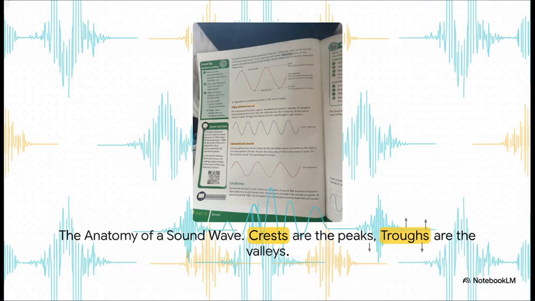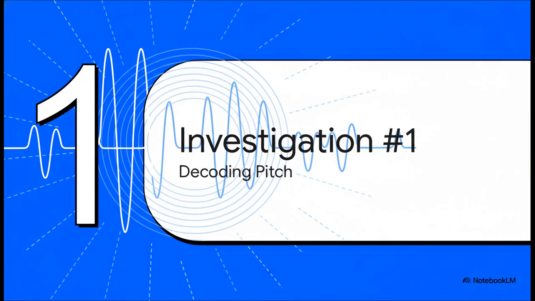Okay, before we dive in, let's get our vocabulary straight so we know what we're looking at. These waves have high points and low points. The highest points are called crests, and the lowest points are troughs. Just think of them like the peaks and valleys of a mountain range. All right, we've got our tool, we know the lingo, we are ready for our first investigation. Cracking the visual code behind pitch.